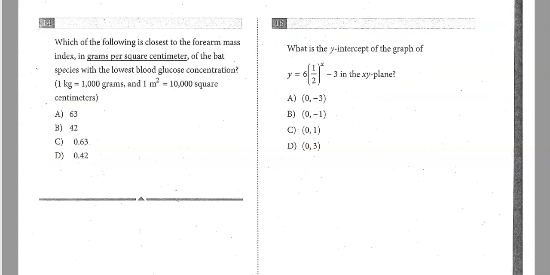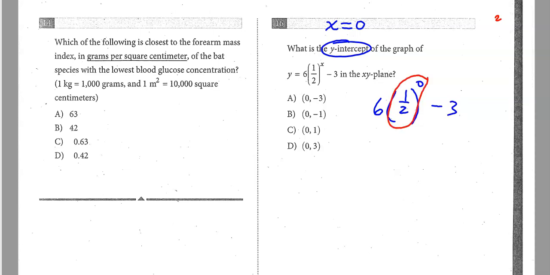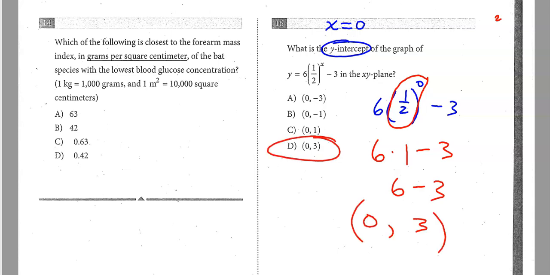All right, number 16 looks like a kind of complicated equation. It looks like it's exponential. But when I see this, what is the y-intercept? I know it's not going to be too bad. Let x equal 0, and that'll find the y-intercept. So I have 6 times 1/2 to the 0 power, subtract 3. I do my exponents first. Anything to the 0 power is 1. 6 times 1, take away 3. 6 take away 3 is 3. So when x is 0, y is 3. Correct answer, D.